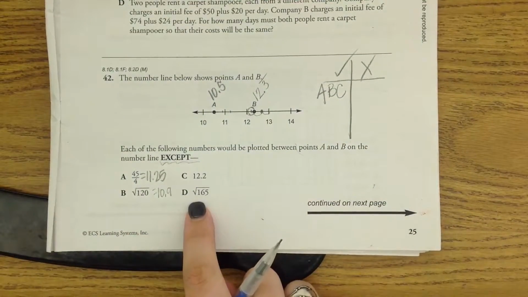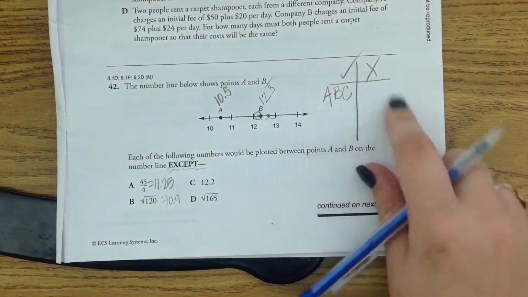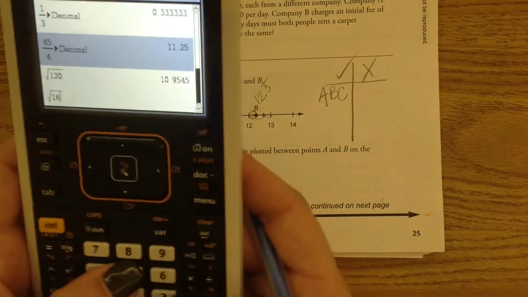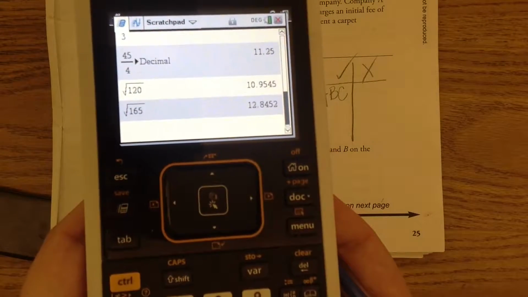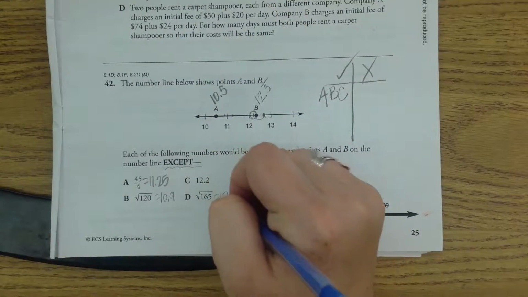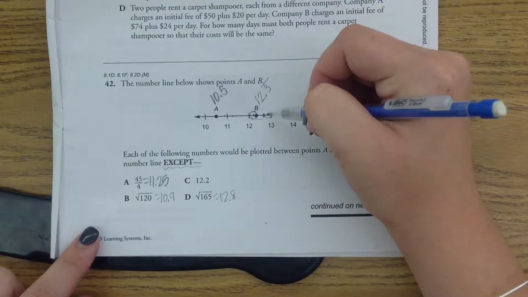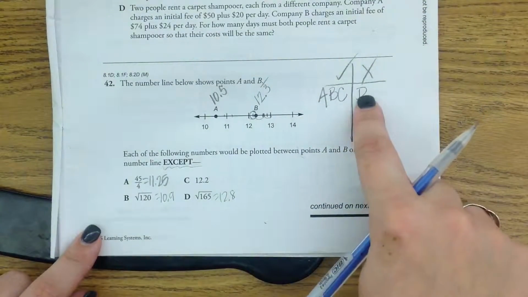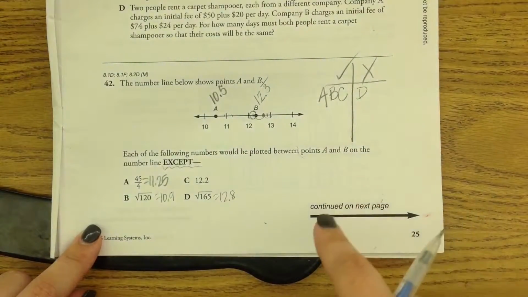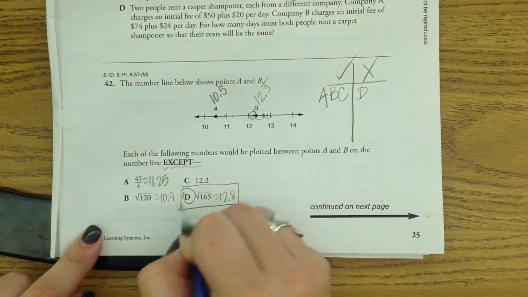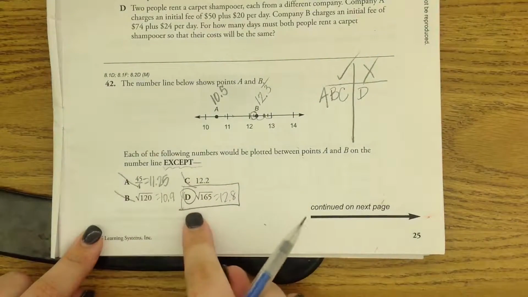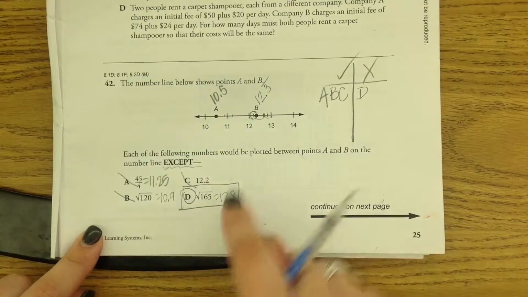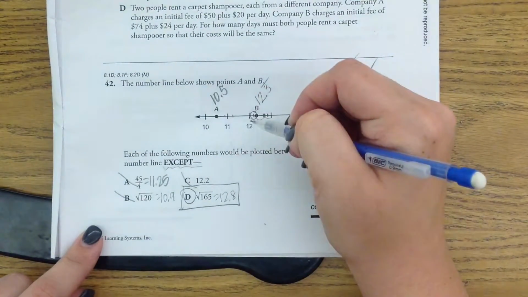And let's just go ahead and prove that D is the answer, because technically there's only one option left for it to be. So, square root of 165, hit enter, 12.8, and what do you know, 12.8 would be very close to 13. So, D is indeed the only answer on the not side, or the false side. So, we were very thorough, checked all of these, and for sure we know that option D, which is 12.8, would not fall between point A and point B on this number line.